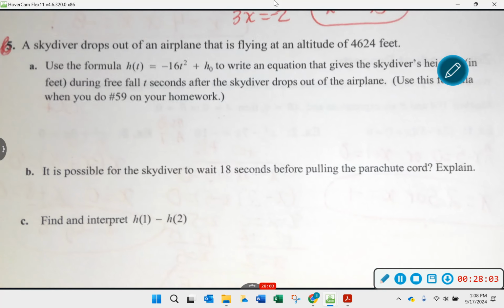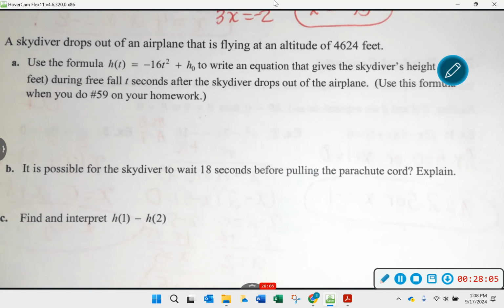It says number 5, but it's number 6. A skydiver drops out of an airplane that is flying at an altitude of 4,624 feet. Is that more or less than a mile high? Some people say more, some less. How many feet are in a mile? Nice. 5,280. So a little less than a mile in the air.